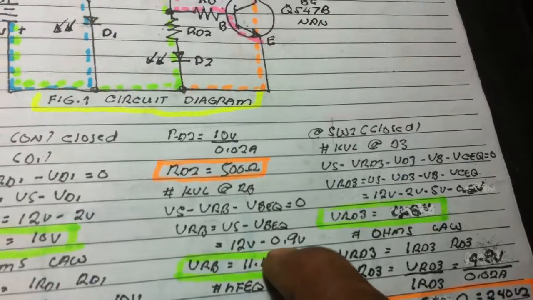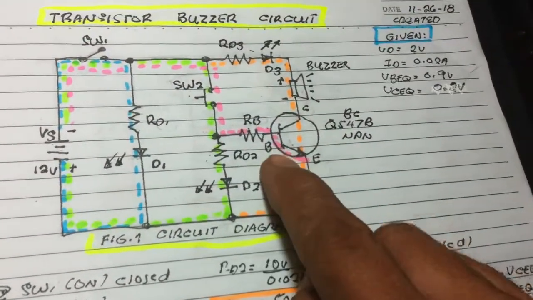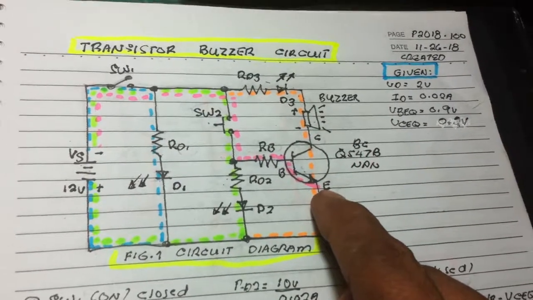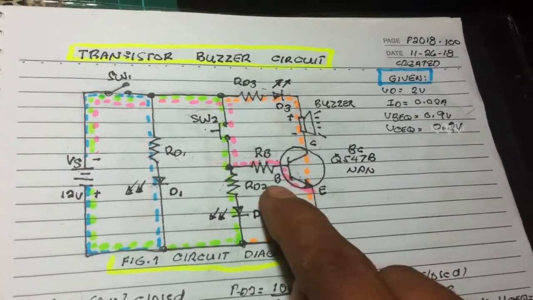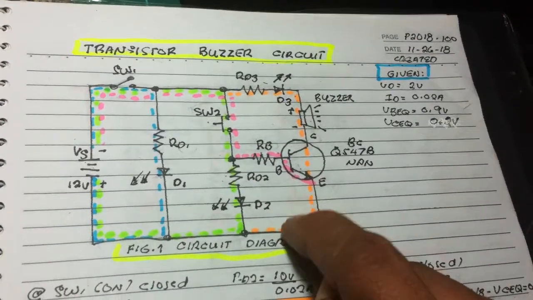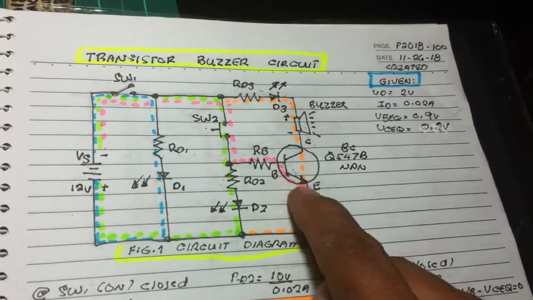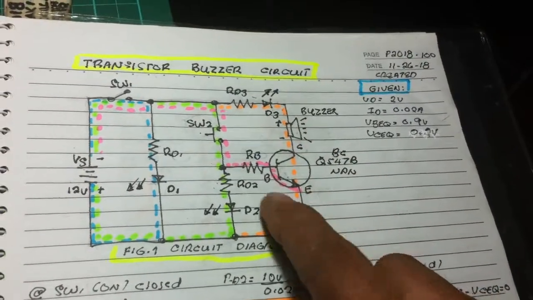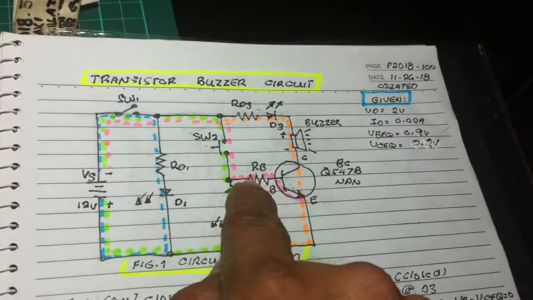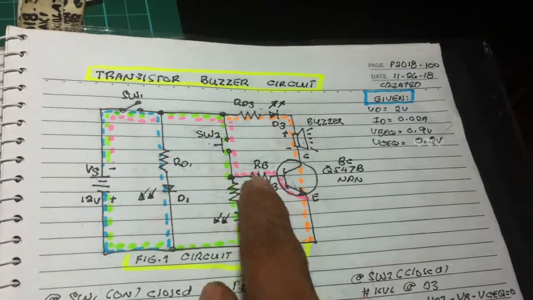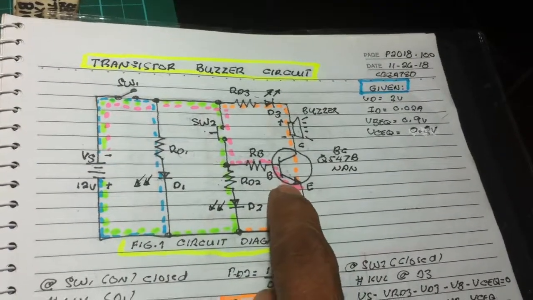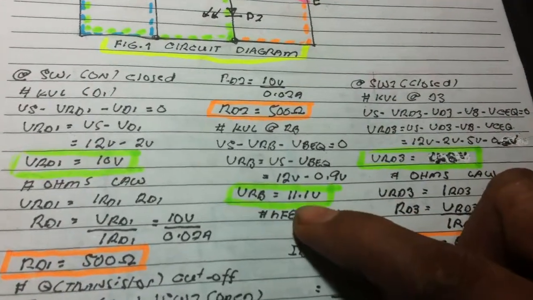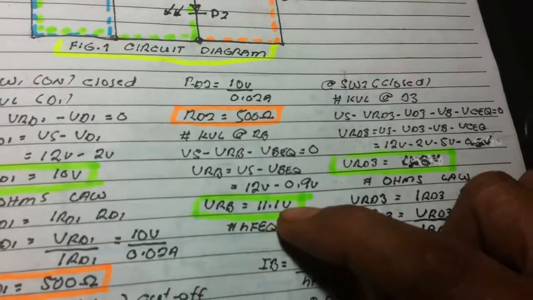I use 0.9 volts for the voltage drop across the base to emitter junction of the transistor because it is given in the datasheet of the transistor, 0.9 volts, to turn on or to conduct the transistor in saturation mode. Voltage supply minus the voltage drop across the base to emitter junction of the transistor, I got now 11.1 volts.